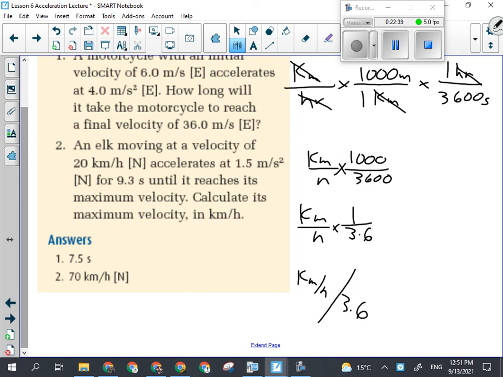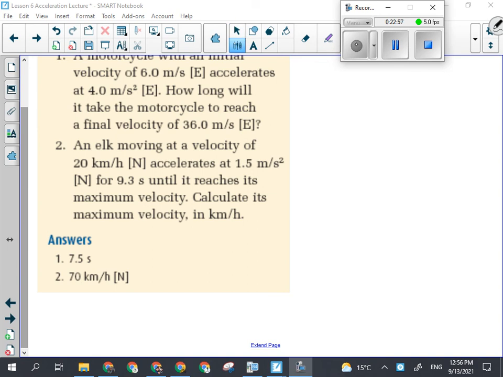All right, so you're going to have to convert the kilometers per hour to meters per second using that method, and then at the end convert back to kilometers per hour. Okay, I'll give you a couple minutes on number 2. You have to do a bit of manipulating.